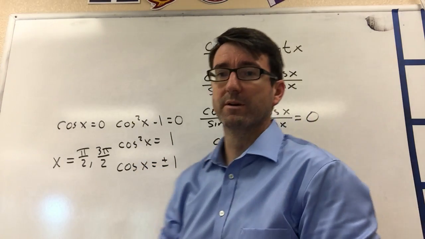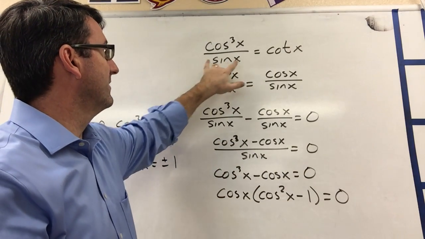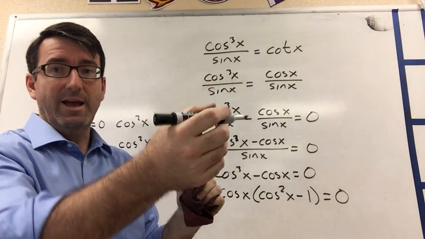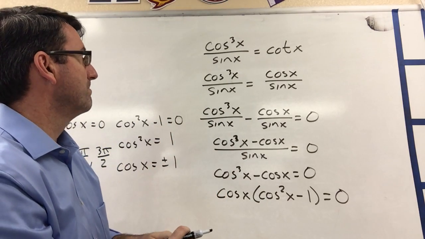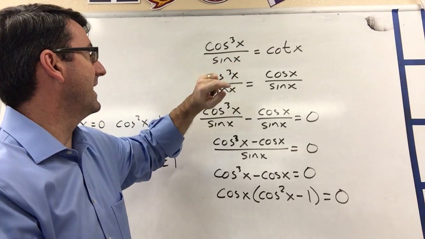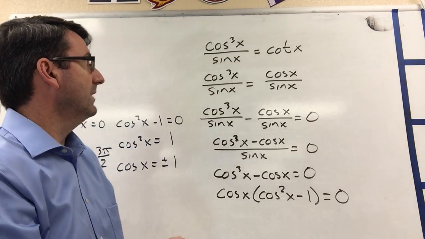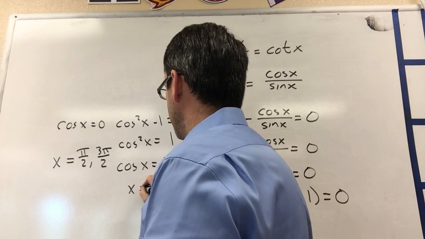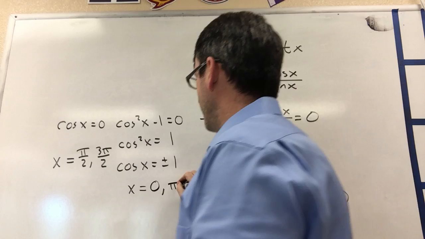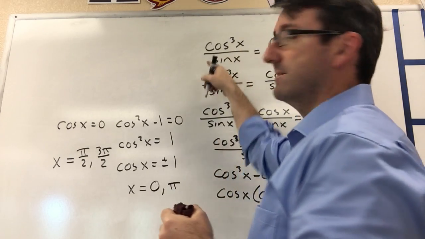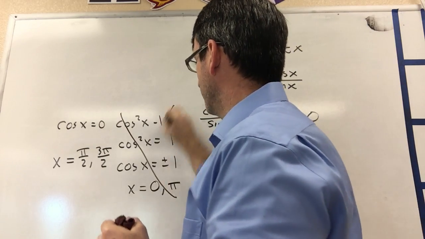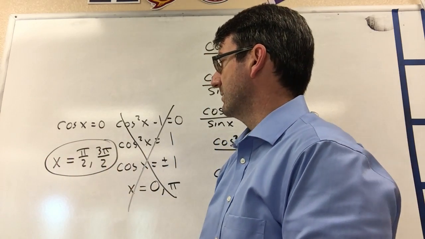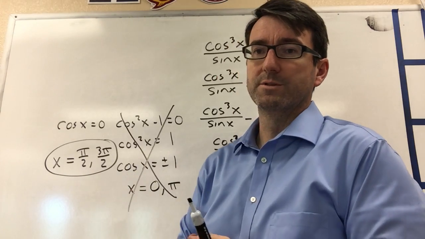But we have to be careful here, because remember at the very beginning of this we were dividing by sine of x. And remember at 0 and at pi, sine of x is equal to 0. So if we included those, so if we got x equals 0 or pi, that's going to have us dividing by 0 up here at the top. So we're going to get rid of all of this, and our two solutions are going to be x equals pi over 2 or x equals 3 pi over 2.